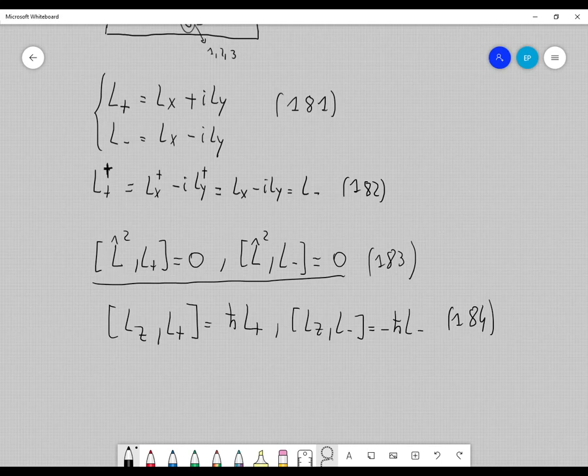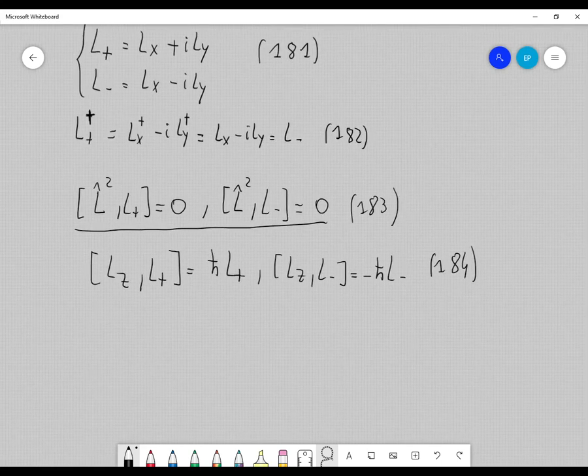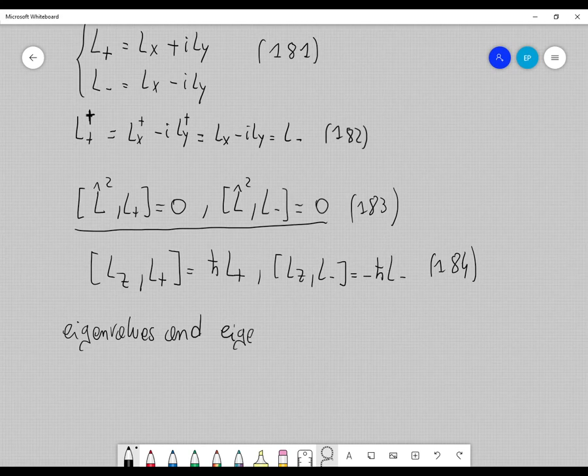Now our aim is to try to build the eigenvalues and the eigenfunctions of the operator L squared. So we want to find the eigenvalues and eigenfunctions of L squared and Lz.